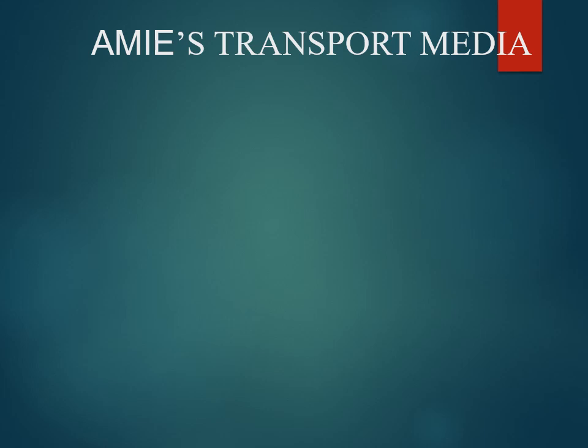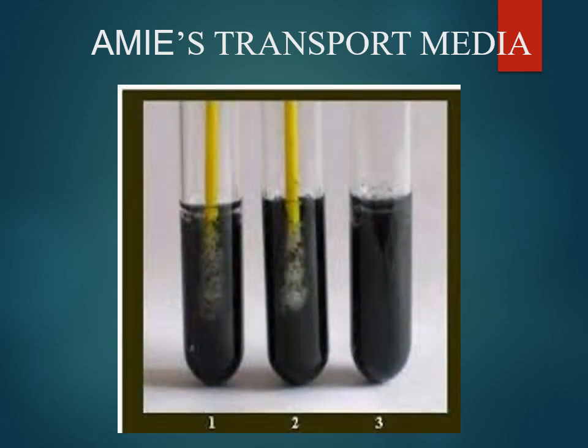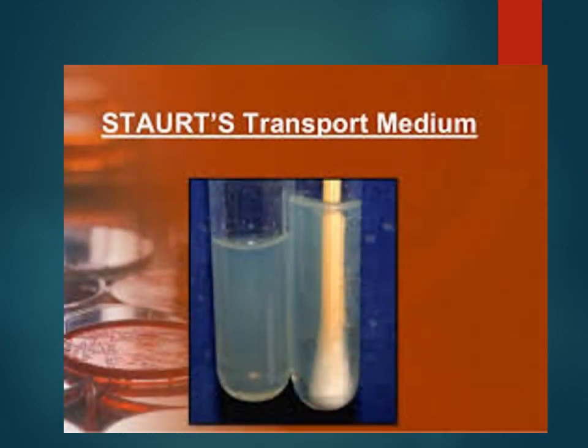Now, two transport media are importantly used for this bacteria, that is Amies transport media. This media contains charcoal. And the second media is Stuart's transport media. So these two media have to be remembered with Neisseria.